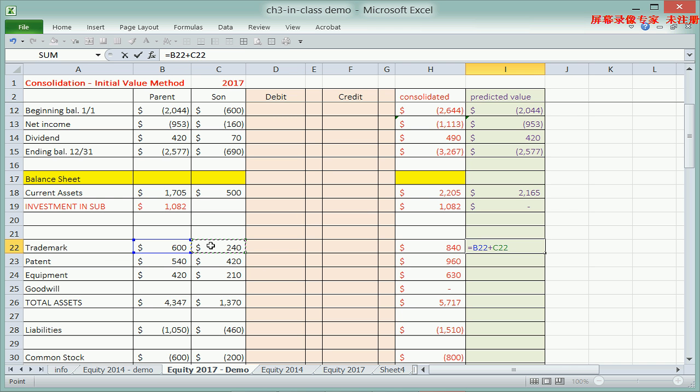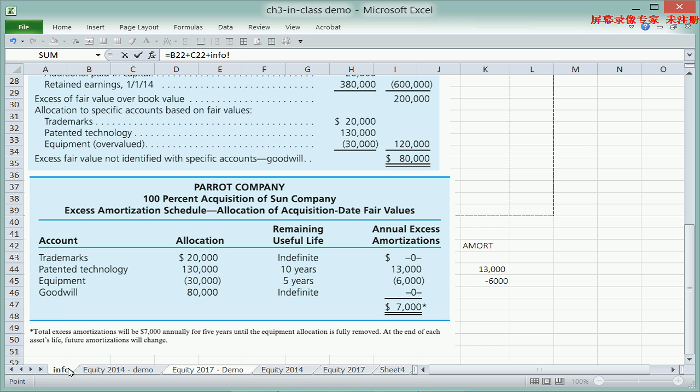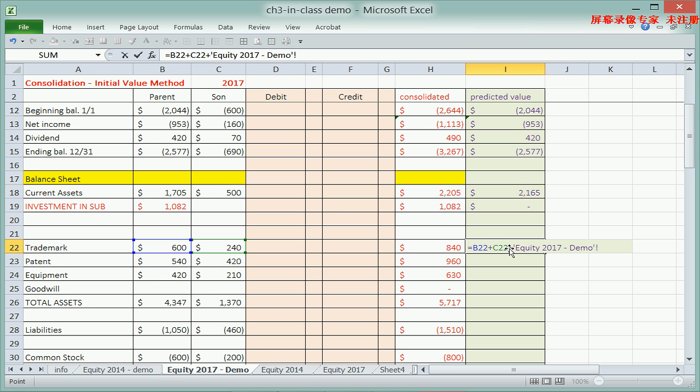Right, and there is a 20,000 trademarks fair value excess. We need to add that to the P plus S, but trademarks itself does not depreciate, so neither does the fair value excess. The patent would also be the P plus the S.